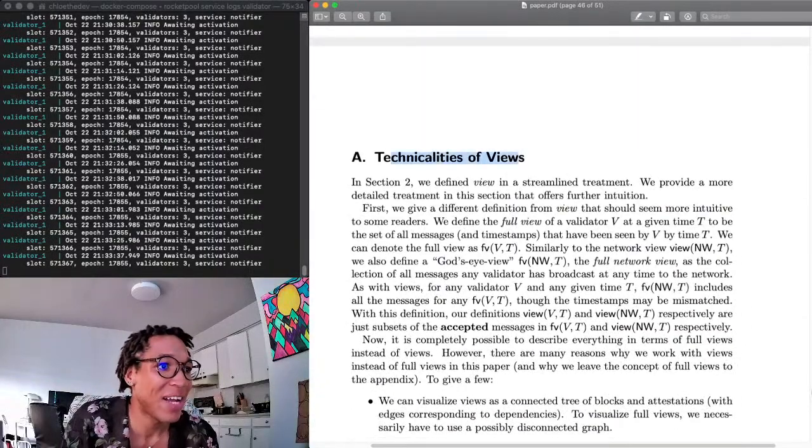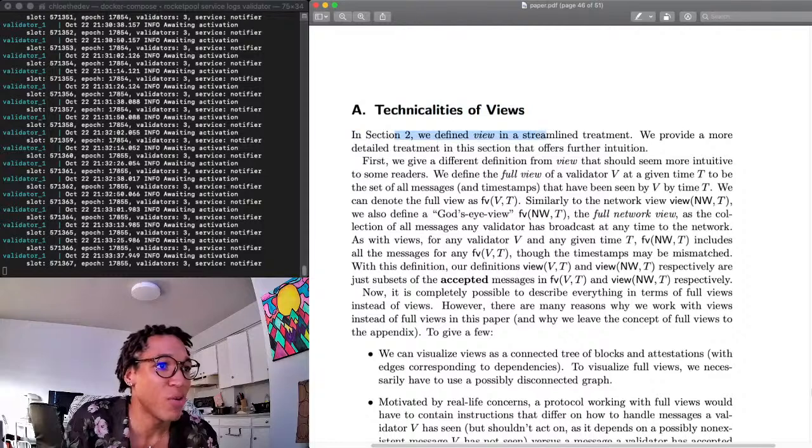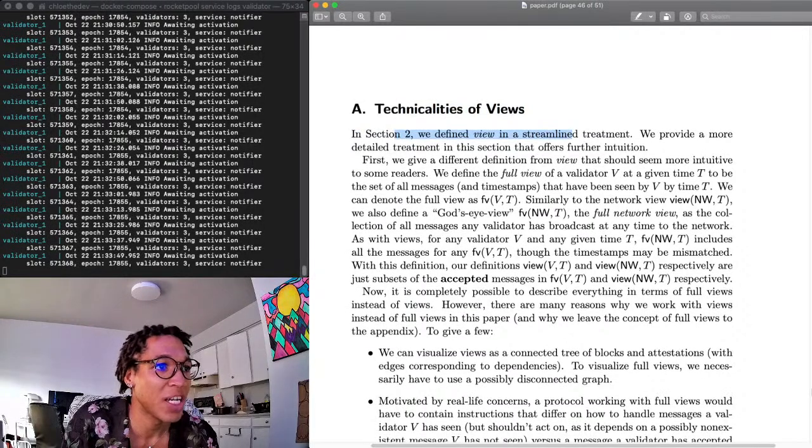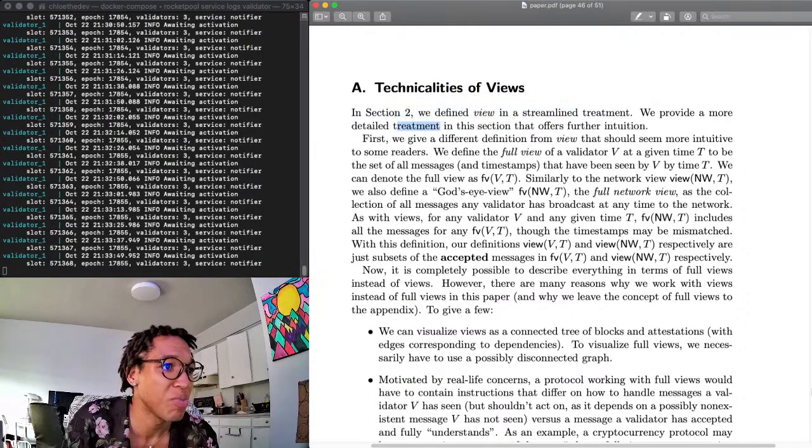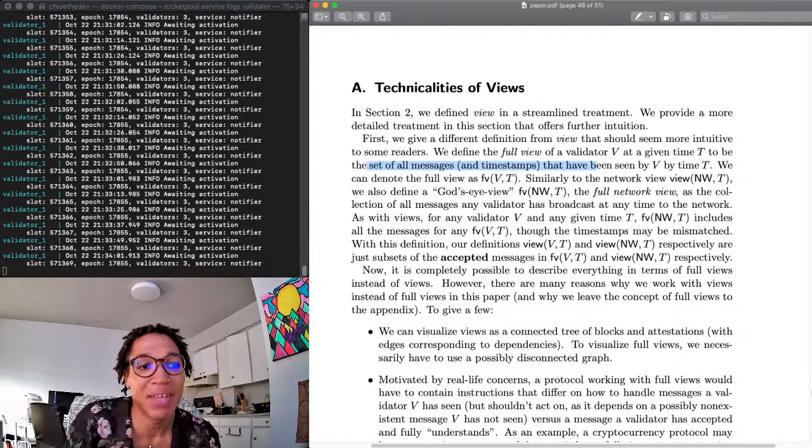So, technicalities of views. In section 2, we define the view as a streamlined treatment. We provide a more detailed treatment in this section that offers further intuition. First, we give a different definition from view that should seem more intuitive for some readers. We define the full view of a validator at a given time, t, to be the set of all messages and timestamps that have been seen by the validator at that time. We can denote the full view as full view at a given time.